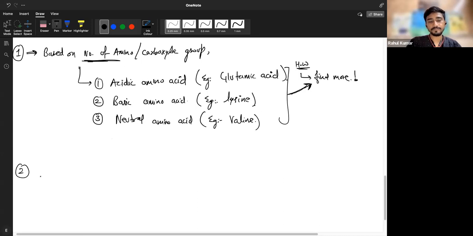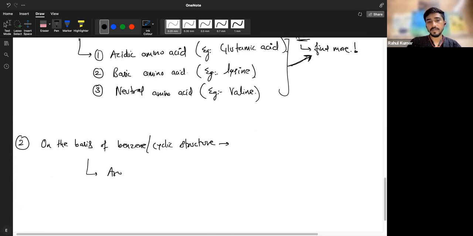Second is, they can also be on the basis of ring, cyclic structure. Basis of benzene or cyclic structure in their R group. They can be aromatic or non-aromatic. So the good thing is there are only 3 amino acids which are aromatic. That you have to remember. Only 3.